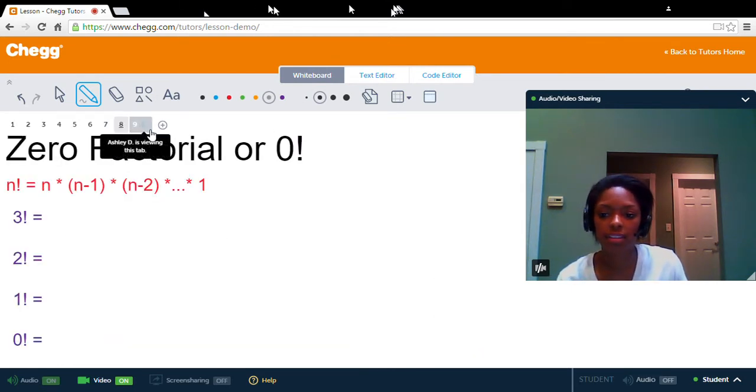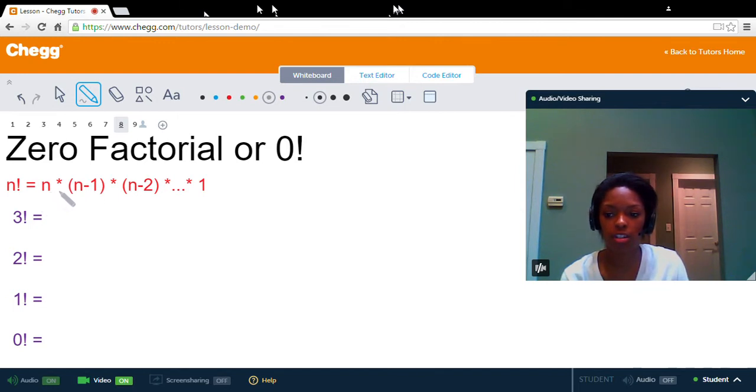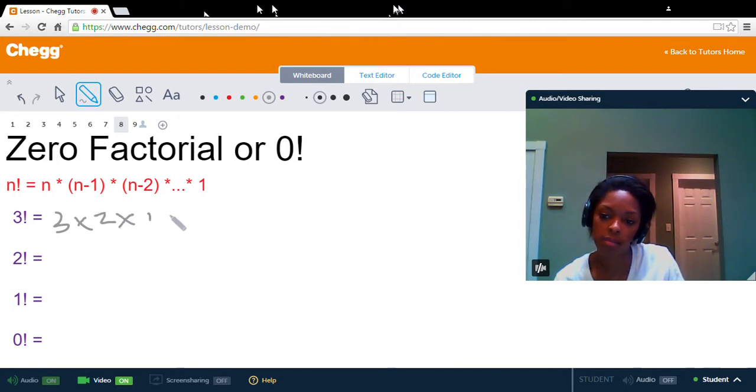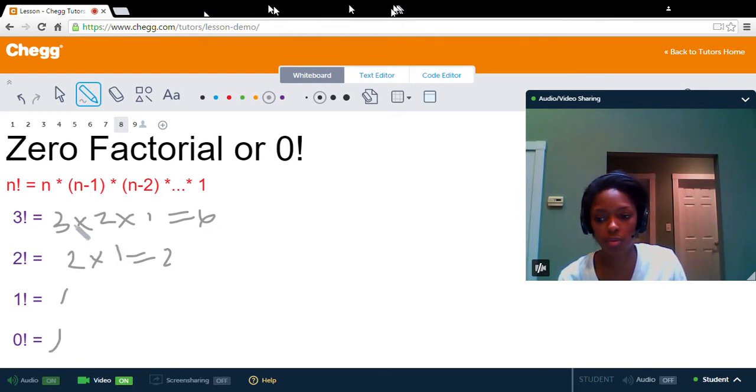Alright. And then we have 0 factorial. And to do factorials, you're going to want to do n times n minus 1 times that by n minus 2 times that until you get all the way down to 1. So if we're going to go ahead and do 3 times 2 times 1, which gives us 6. 2 times 1, which gives us 2. And then 1, which is 1. And then for 0 factorial, it is going to equal 1.